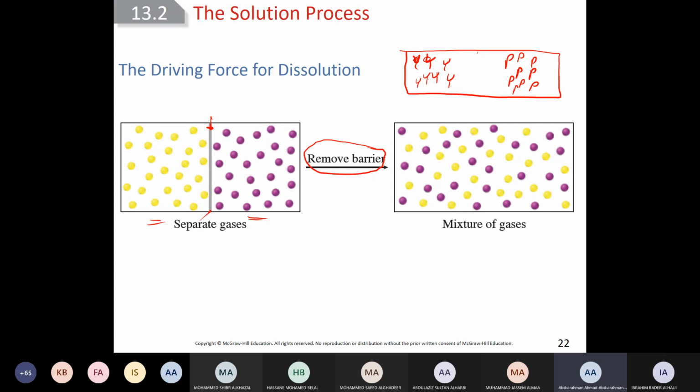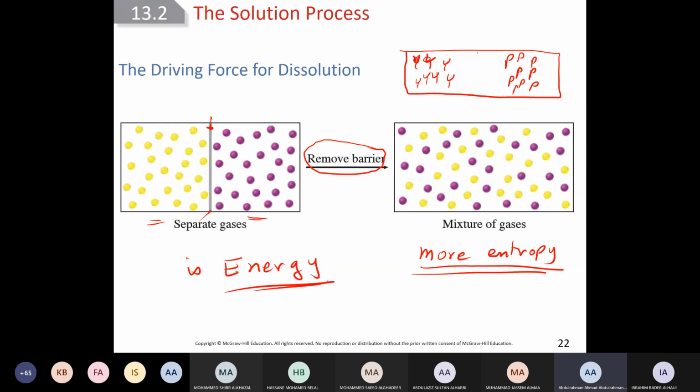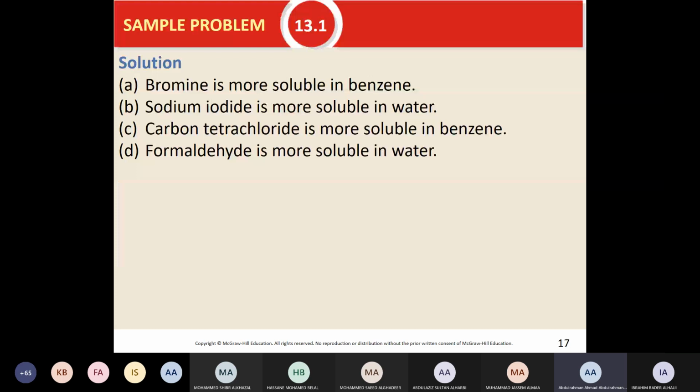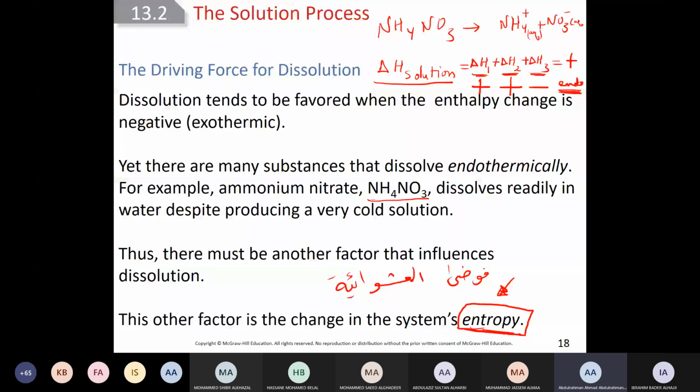Now here we have more entropy. More. This is the meaning of entropy. The entropy is also an energy. Entropy is energy. And it makes a solution which has a positive delta H, which is endothermic, still dissolve in water, or dissolve in solution, because of entropy.